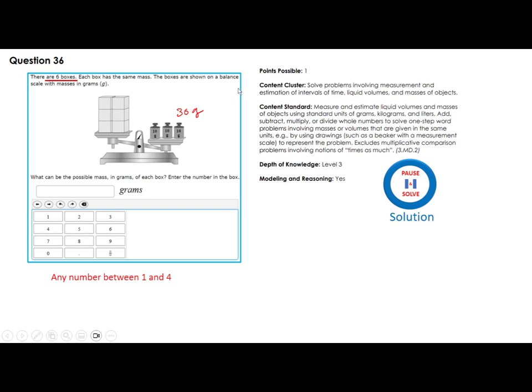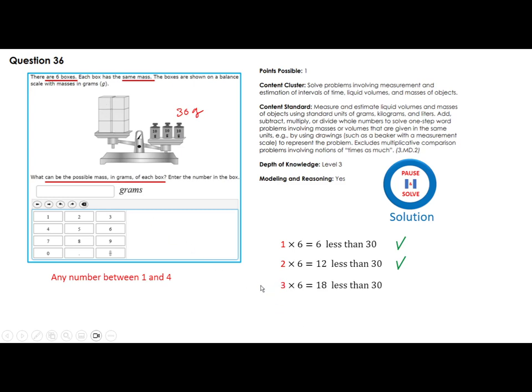The boxes are shown on a balance scale with masses in grams. What can be a possible mass in grams for each box? Enter the number in the box, okay? Okay, so now 1 times 6, 6, that's less than 30. So I can have 1 in each one of these. That's fine. Can I have 2 in each one of these? I mean, 2 grams for each one of those? Yes. Can I have 3?